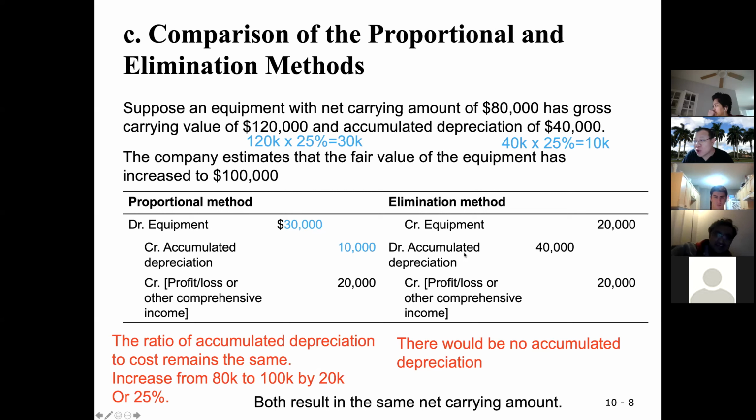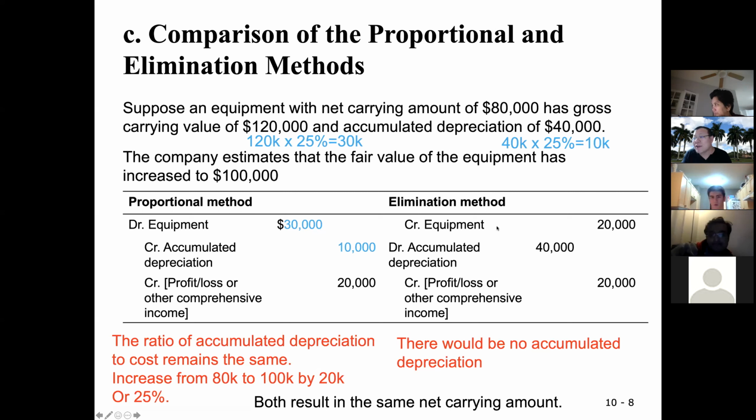This one you didn't totally eliminate it, right? Once you have a new number, your equipment will be 100. You have to keep recording the depreciation until the next revaluation date. Oh, so whenever you're doing the entry, you have to. Yeah, it just refreshes itself. Yeah, it just resets this account to zero, right?